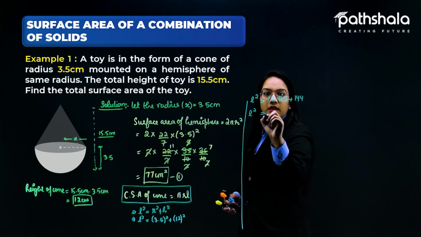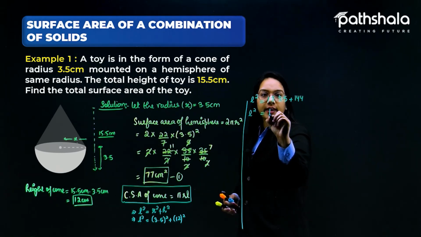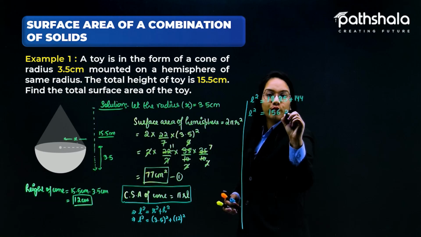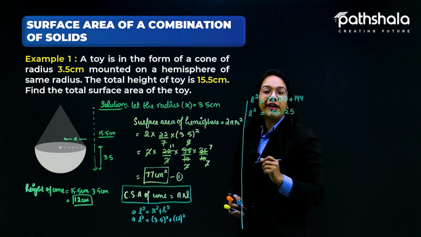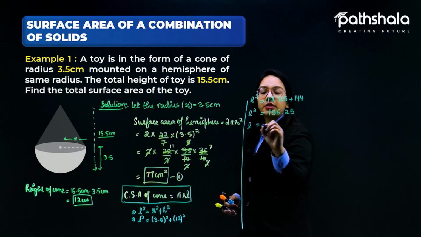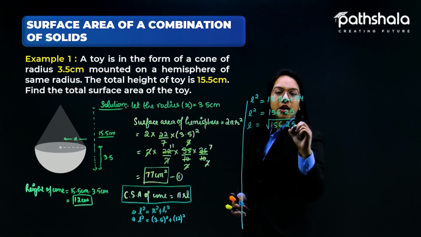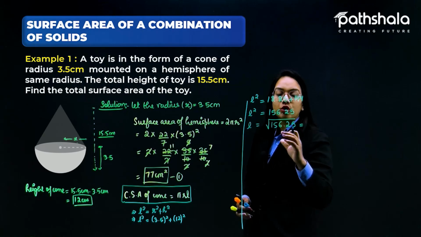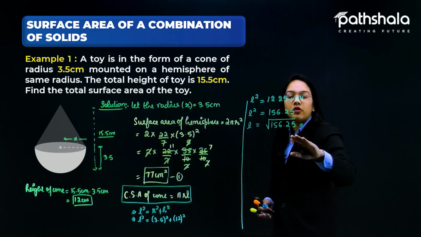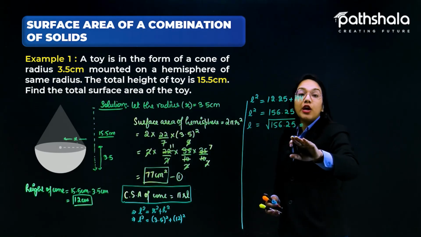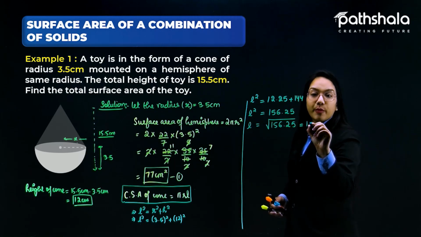This would be equal to 156.25. So it means that L is equal to the square root of 156.25. If you find the square root of this number, 156.25, you will get the answer.